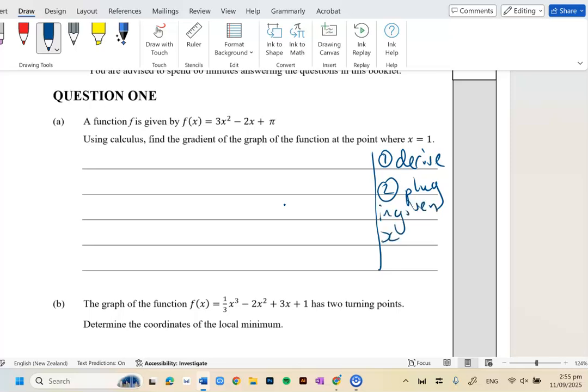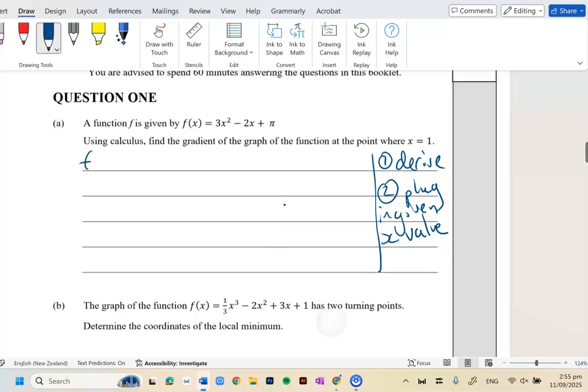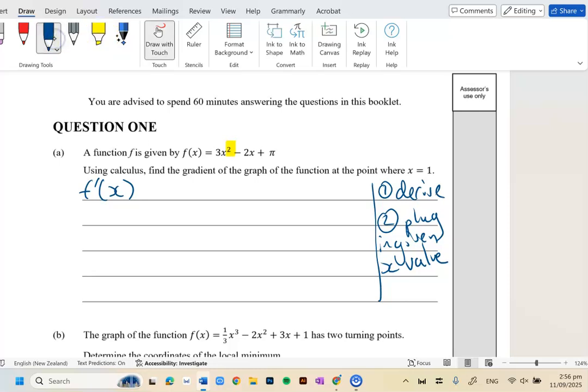the given x value. So if we derive it, you can write it as dy over dx, or I just write it as f dash of x because it's easier for me. 3x squared, take the power here and multiply it by the 3, or just 6x because we take 1 off the power, minus 2x. If there's just an x, that x just goes away. And then pi, because there's no x, it just completely goes away. So this is the derived equation.